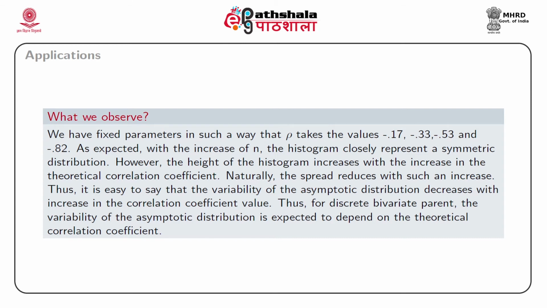As expected, with the increase of n, the histogram closely represents a symmetric distribution. However, the height of the histogram increases with the increase in the theoretical correlation coefficient. Naturally, the spread reduces with such an increase. Thus, it is easy to say that the variability of the asymptotic distribution decreases with an increase in the correlation coefficient value. Thus, for a discrete bivariate parent, the variability of the asymptotic distribution is expected to depend on the theoretical correlation coefficient.